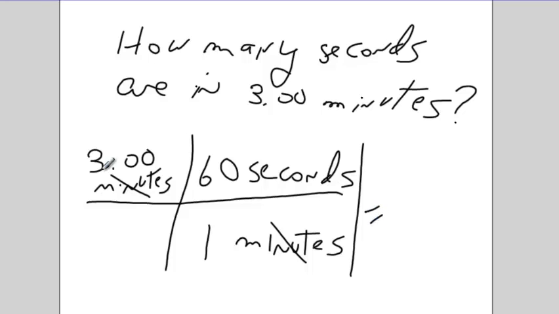So now I say 3 times 60, because vertical line, that's a multiplication, 3 times 60, divided by 1, though of course that doesn't change anything mathematically, but this line means division. So 3 times 60 is 180 seconds.